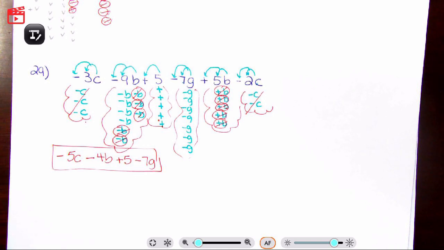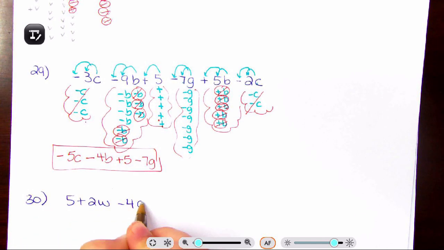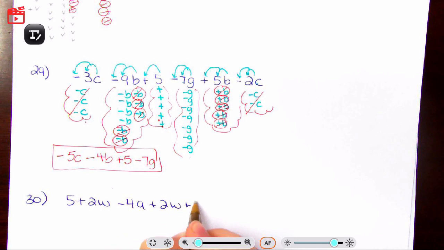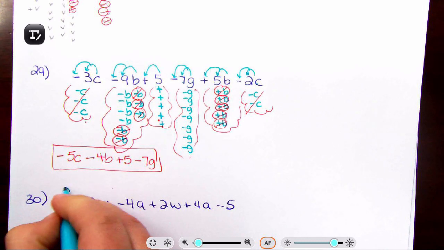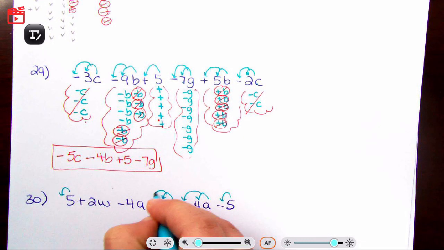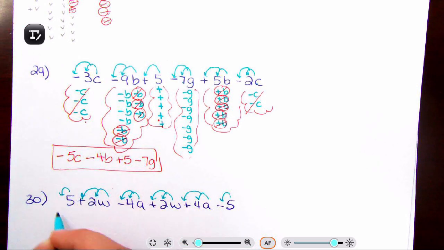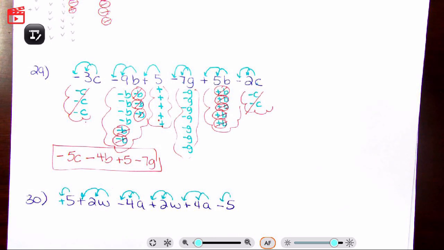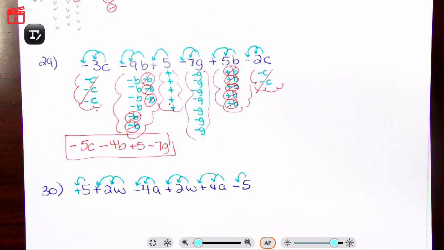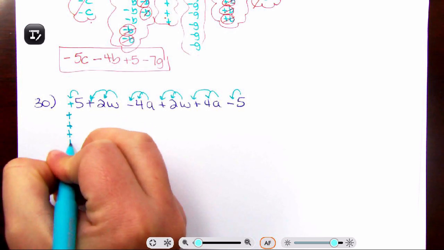Number 30, again, same thing, combining like terms. This is also a little bit on the longer side. 5 plus 2W minus 4A plus 2W plus 4A plus minus 5. Same thing. All of these arrows, just so we know what we have. Okay, 5, there's nothing in here. That means I have a plus. Why? Because mathematicians are lazy and we don't want to write things we don't have to. So 5 pluses, 1, 2, 3, 4, 5.